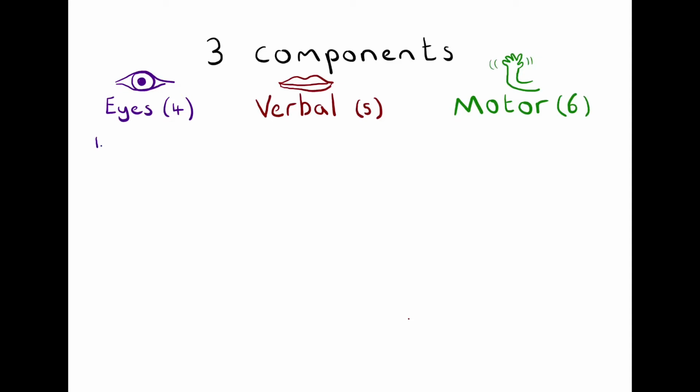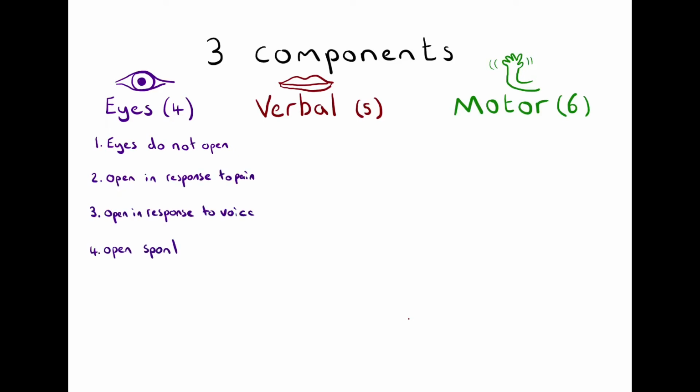A patient will score a 1 for eyes if they do not open in response to pain. They'll score a 2 if they do open in response to pain. They'll score a 3 if they open in response to voice, and a 4 if they open spontaneously.